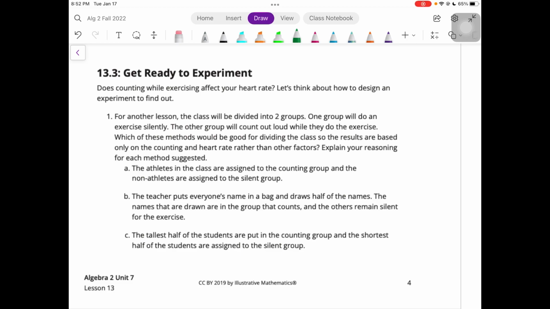So for another lesson, the class will be divided into 2 groups. One group will do an exercise silently. The other group will count out loud while they do the exercise. Which of these methods would be good for dividing the class so the results are based only on the counting and heart rate rather than other factors? Explain your reasoning for each method suggested.